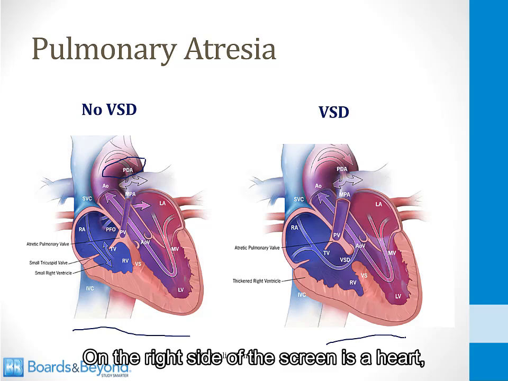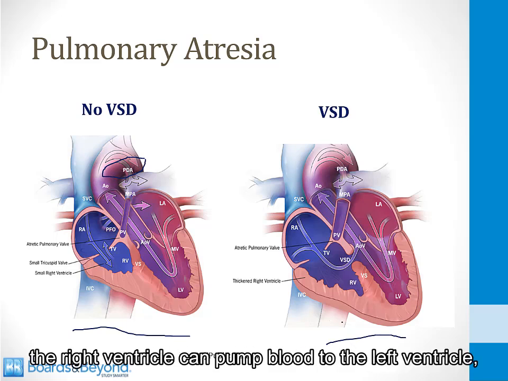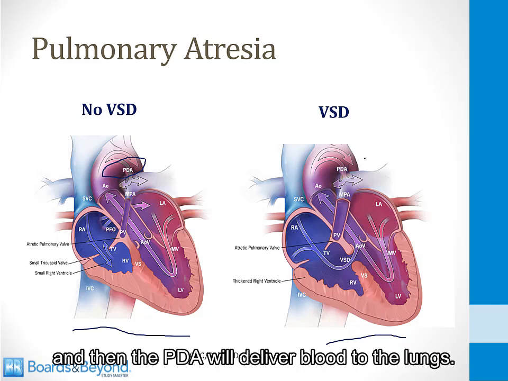On the right side of the screen is a heart which has a VSD. In this case, the right ventricle can pump blood to the left ventricle, the left ventricle can pump it to the aorta, and then the PDA will deliver blood to the lungs.